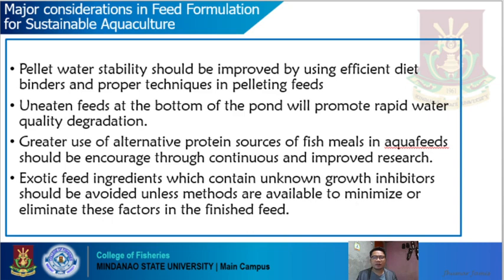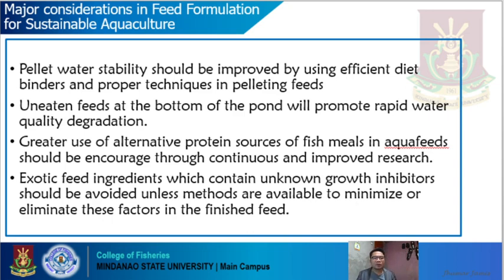Kapag you're giving them too much feed in the aquaculture system, most of these feeds will just settle down below the bottom of the pond, and then somehow it will degrade and use up the oxygen in the water and somehow compete for the oxygen of the aquacultured species. And therefore, there is now a limited supply of oxygen in the water, and so it will somehow result in fish kill in a worst case scenario, no? So we are preventing that from happening.